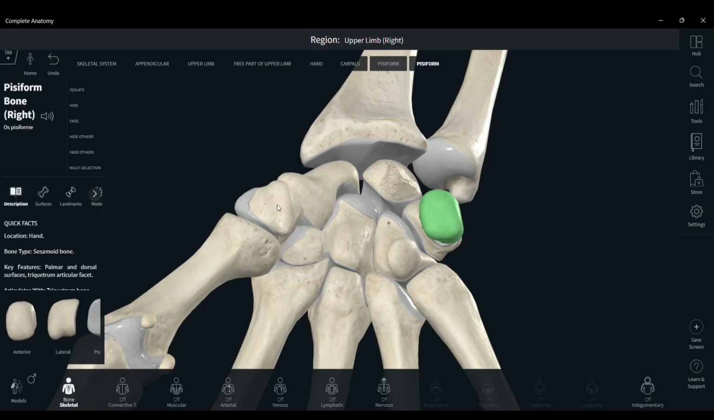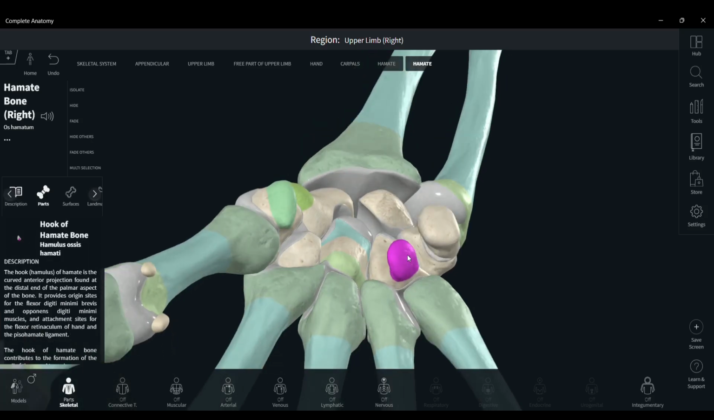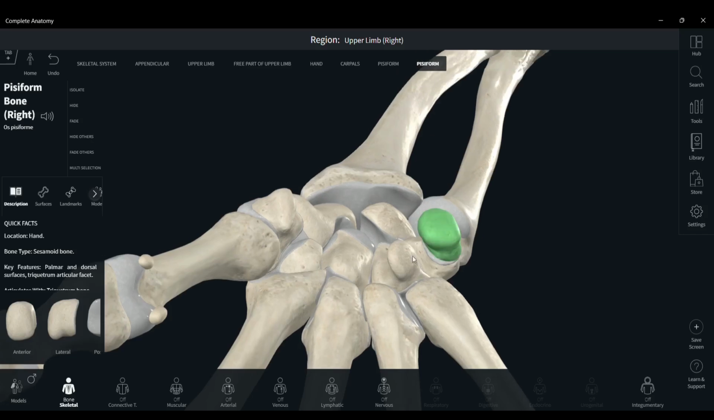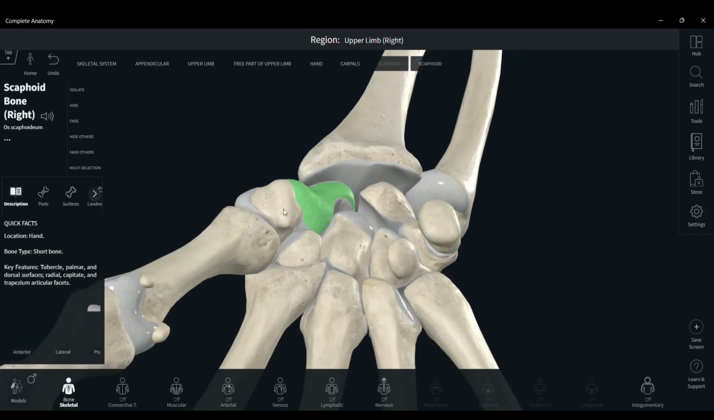In the distal row, from lateral to medial, we have the os trapezium, the os trapezoideum, the os capitatum, and the os hamatum. Among these, the os hamatum deserves special attention because on its palmar side it bears a palpable little hook, the hamulus ossis hamati. This hook, together with the pisiform, forms the medial boundary of the sulcus carpi, while laterally the tubercles of the scaphoid and trapezium mark the groove.